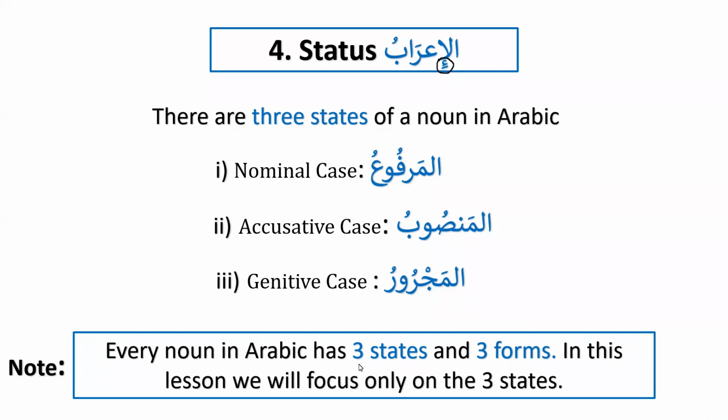Every noun in Arabic has three states, as we can see over here, al-marfu, al-mansub, and al-majrur, and three forms. In this lesson, inshallah, we will focus on the three states and one form. So we are not discussing three forms. We will discuss three states and one form. And inshallah, the rest of the two forms we will discuss in the next lesson.